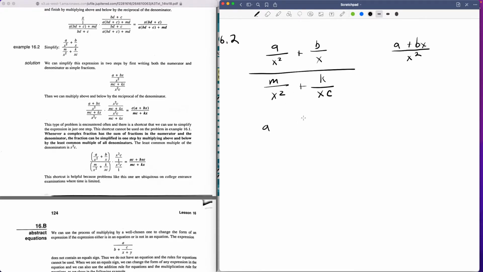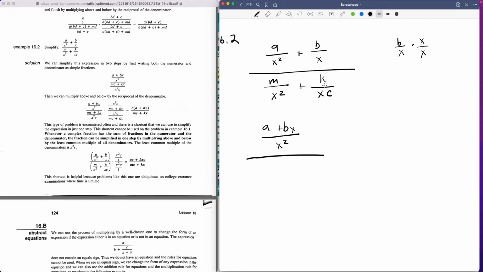And I got that. Let me show you how I got that. I said b over x times x over x, right? So that gives me a plus bx over x squared. That's my first one.